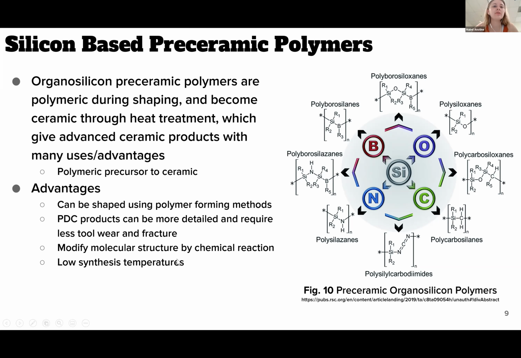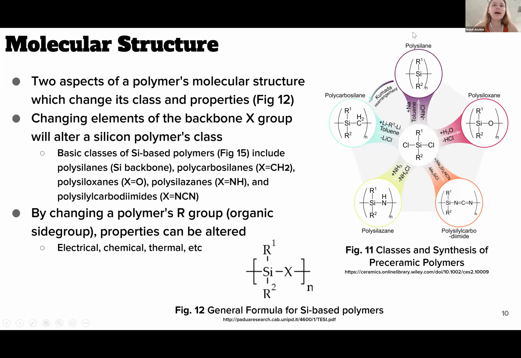And so they also have low synthesis temperatures when they're in the polymer stage, and then you can modify the molecular structure by chemical reaction. As you can see here, all of these different precursors do have different chemical makeups. And so with that molecular structure here, there are two aspects of a polymer structure which are going to change its class and its properties.